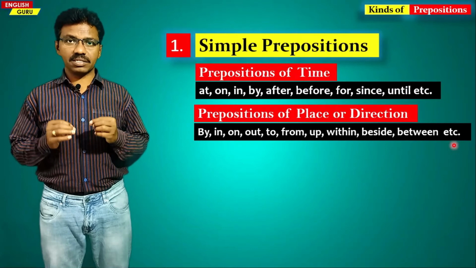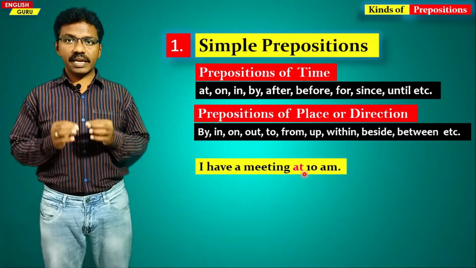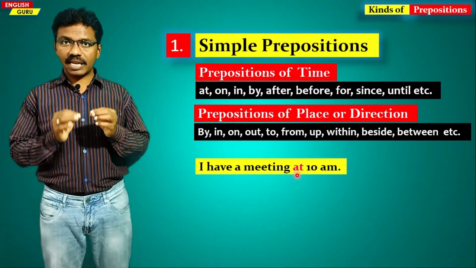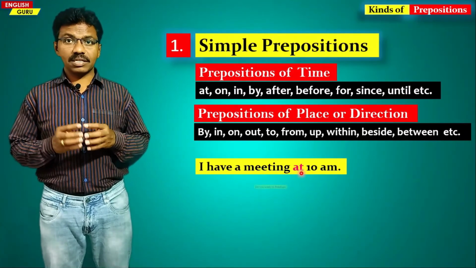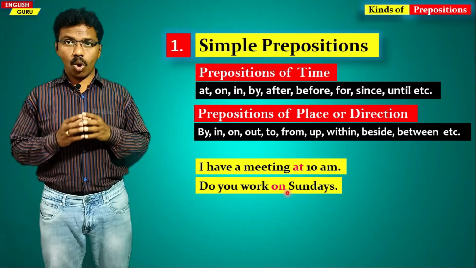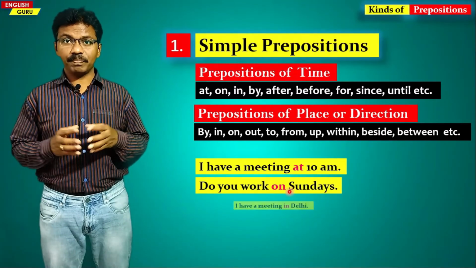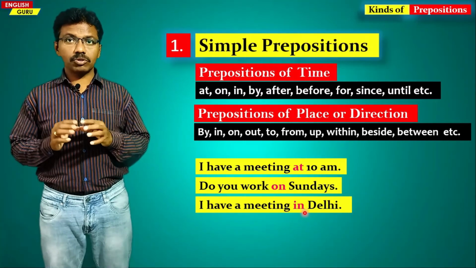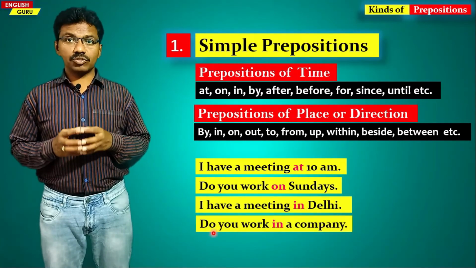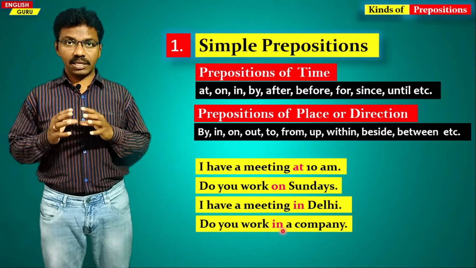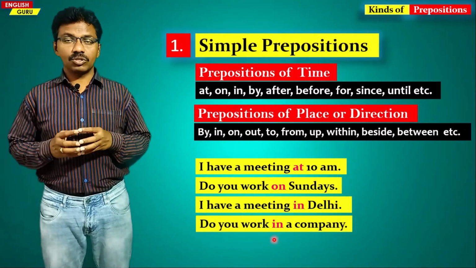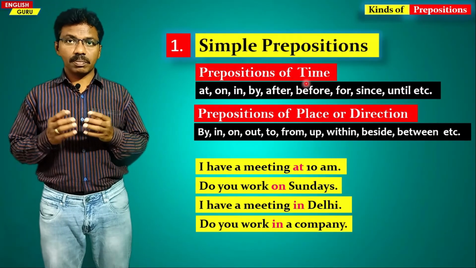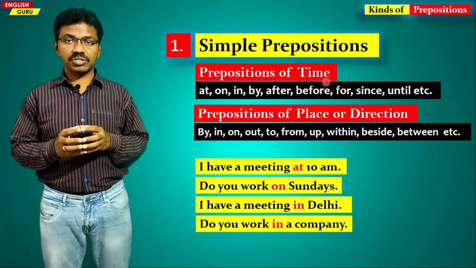If you see them in a sentence, I have a meeting at 10 a.m. At here is talking about the time of the meeting. In the next sentence, do you work on Sundays? On, again it's a time. In the next sentence, I have a meeting in Delhi. In is talking about the place, Delhi. In the next sentence, do you work in a company? In, company, place. So these simple prepositions talk about place, time, direction, etc.